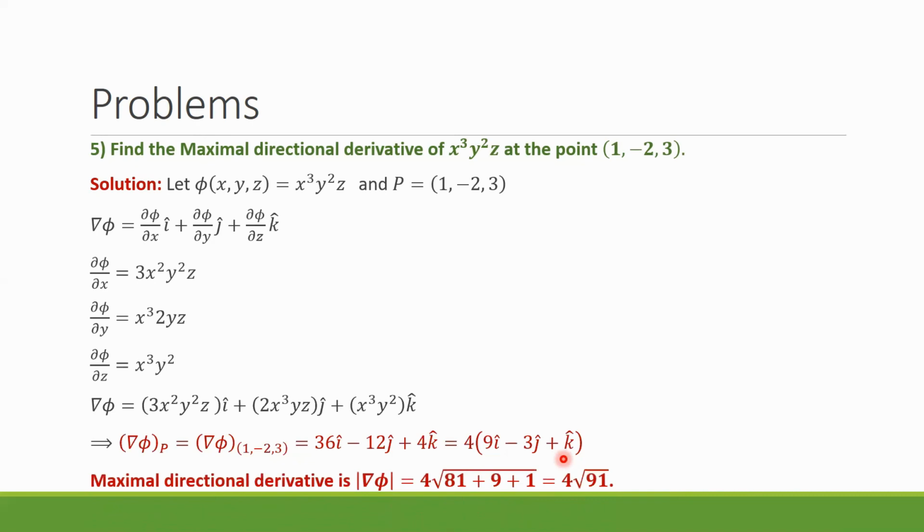Now to find the maximal directional derivative, the expression is the magnitude of del phi. So the magnitude of del phi is equal to 4, written as it is, into root of the magnitude of this vector, that is 9 square, that is 81, plus minus 3 square, that is 9, plus 1 square, that is 1. Totaling, we get root 91. So it is 4 root 91. This is the maximal directional derivative of the given surface at the given point.